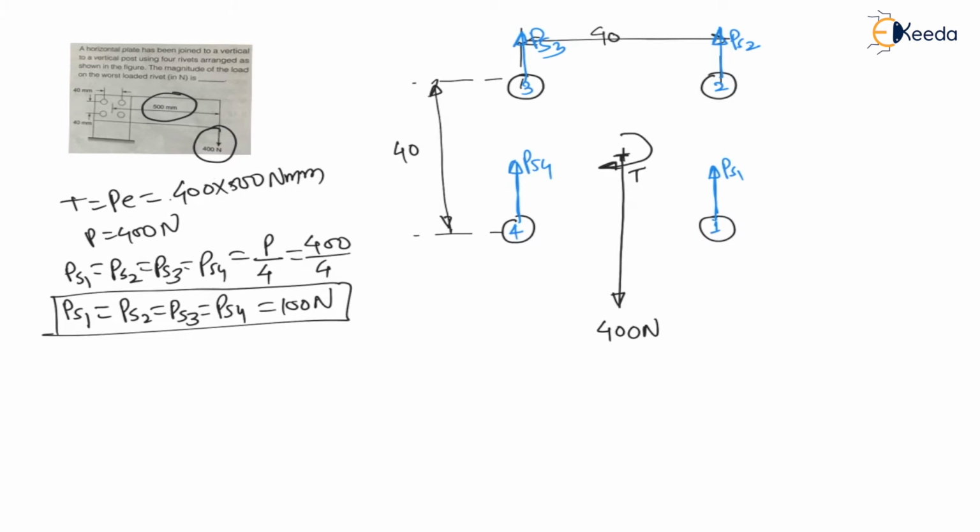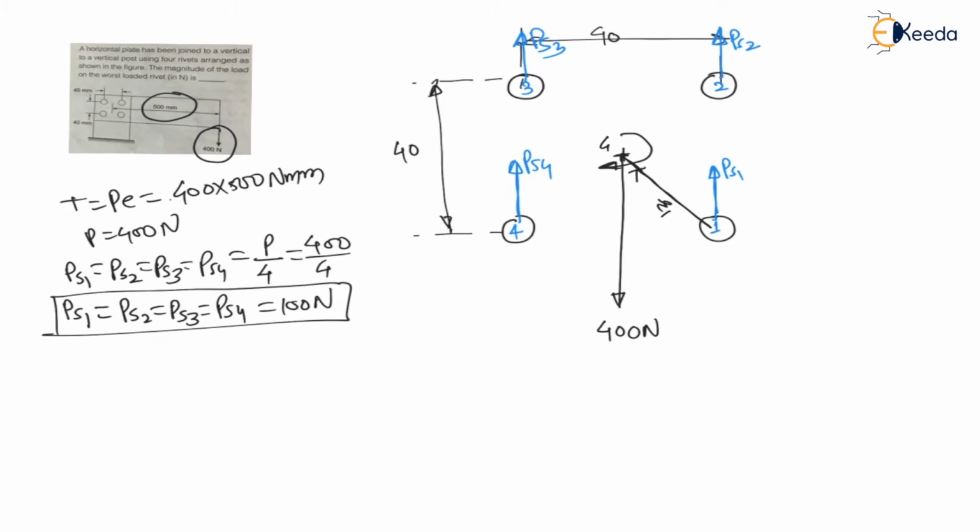Now, as well as to balance the clockwise torque of magnitude 400 into 500 Newton mm, there will be anti-clockwise torque acting on all the rivets. Now torque is nothing but perpendicular force into perpendicular distance. Now from G to rivet 1, this distance is called radius 1, right?